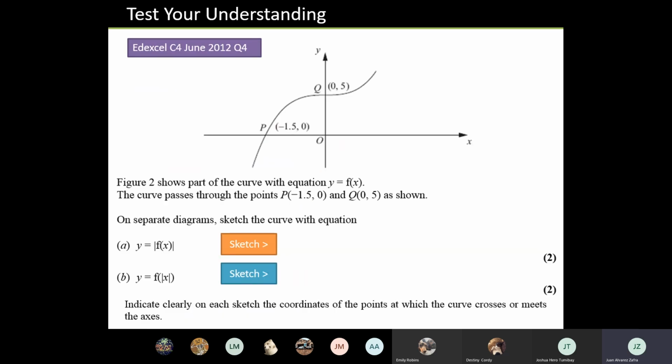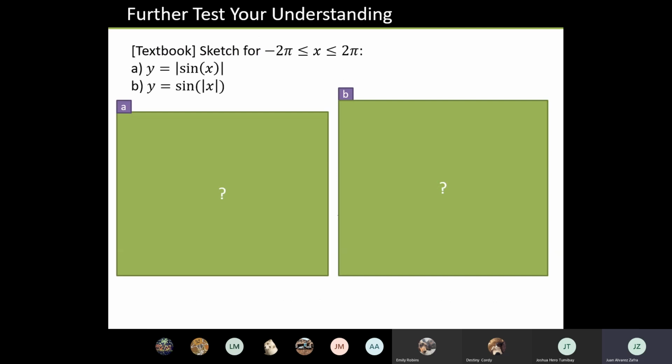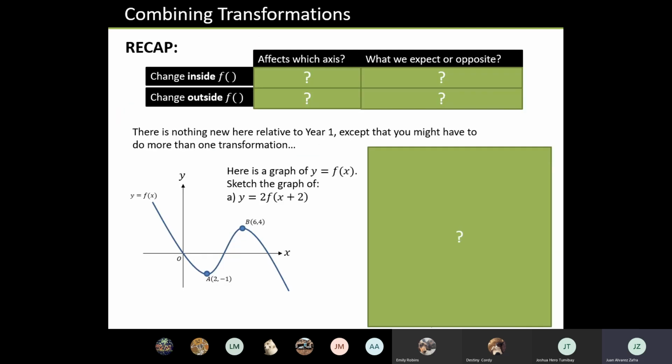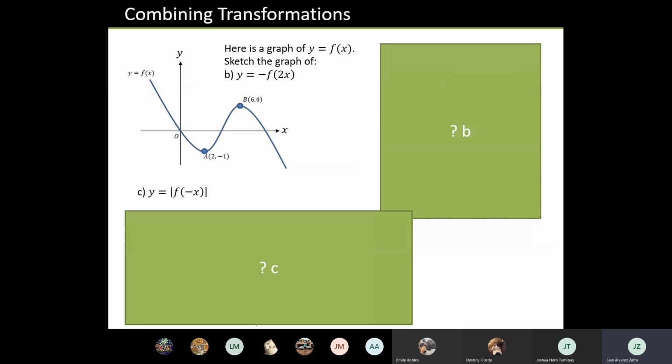Okay, I think that's about it. You've got some examples there that you can look at, and you can do further examples, and you can combine transformations. But I think that's all I'll do for now.